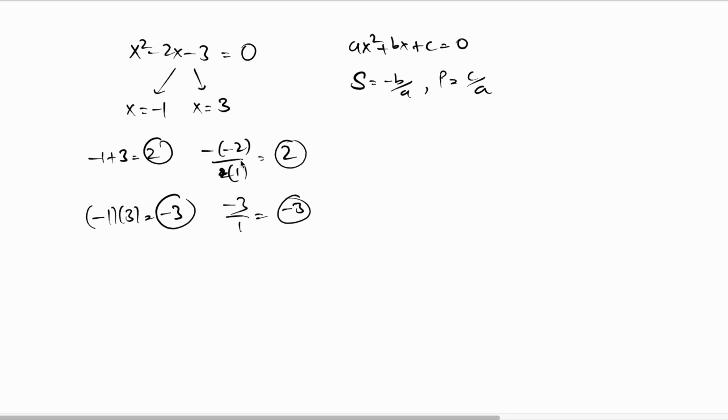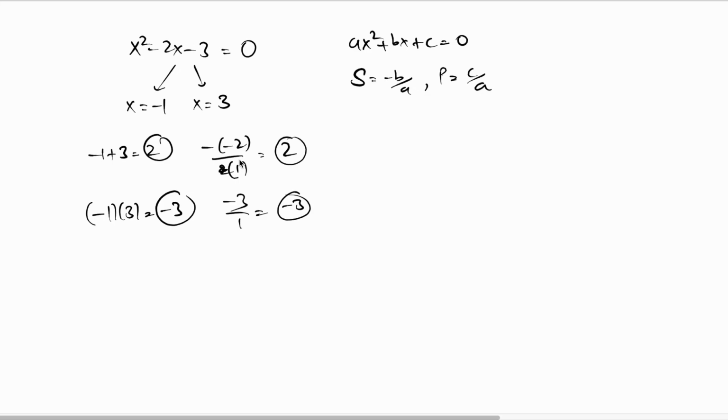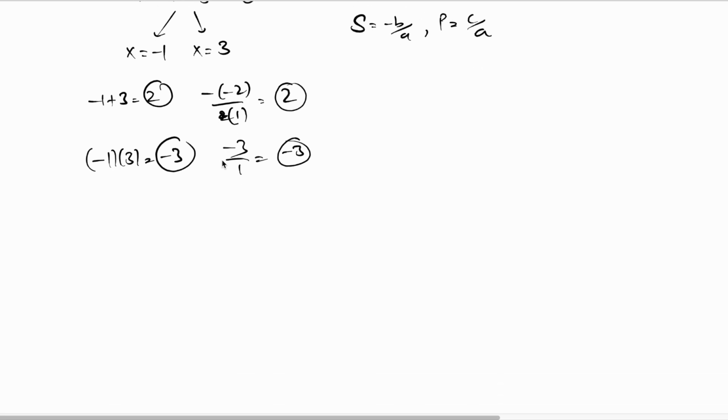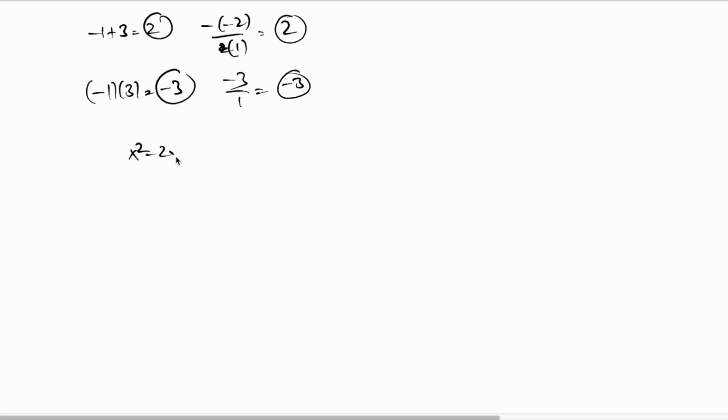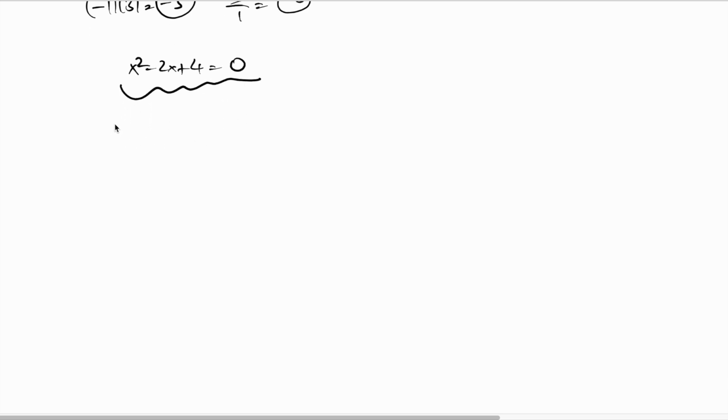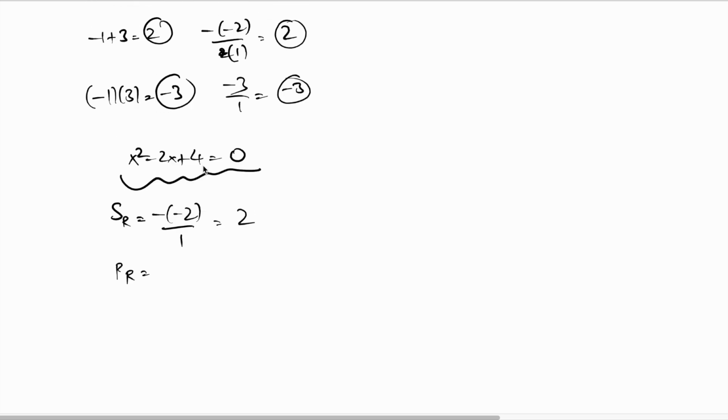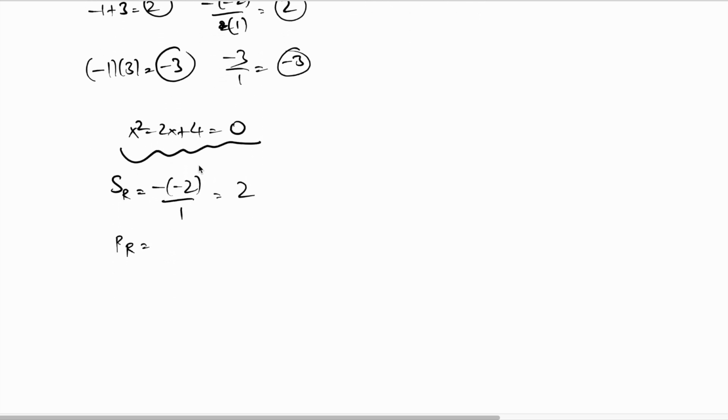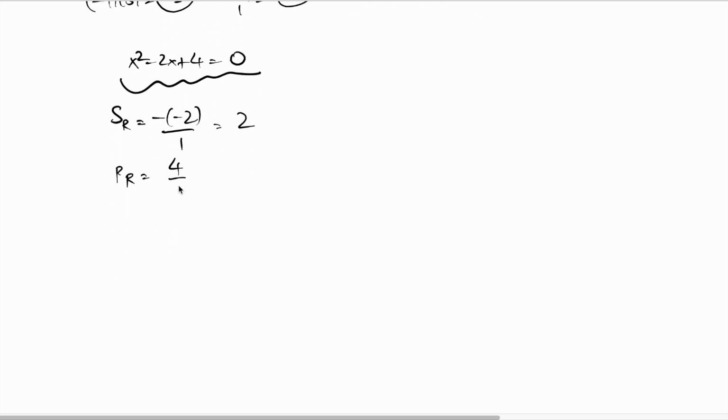But there was a problem, because it's very much possible that a quadratic equation has no roots as well. For example, if I have the quadratic equation x squared minus 2x plus 4 is equal to 0, and I try to find the sum of roots without actually finding the roots, the sum of roots will be minus of minus 2 upon 1, which is again 2. The sum of roots is 2. And the product of roots will be c divided by a, which is 4 divided by 1, which is 4.